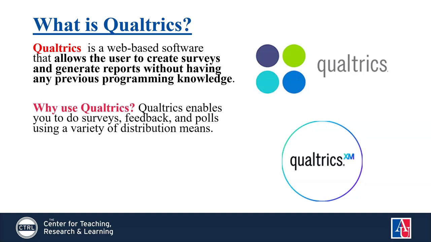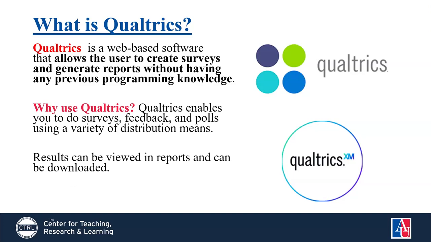Also, why do you want to use Qualtrics? Qualtrics enables you to do surveys, feedback, and polls using a variety of distribution means. And the results can be viewed in reports and can be downloaded. The other cool part about it is that your survey can be distributed via a link or a QR code.